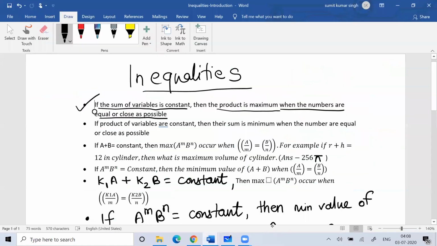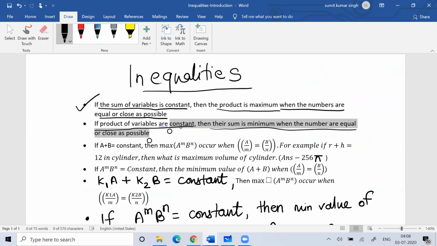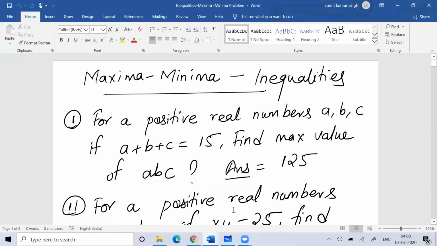Similarly, if the product of variables is constant, then the sum is minimum when the numbers are equal or as close as possible. So again, you can consider these kinds of cases. I've already discussed question number 1.